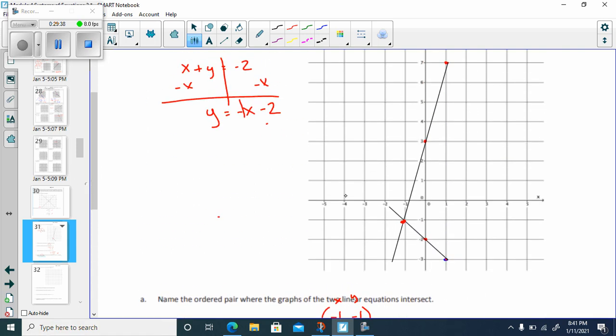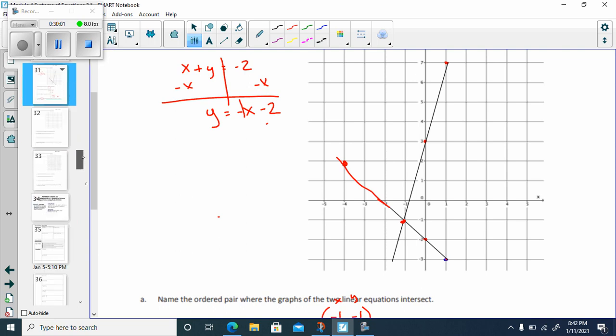Okay. Could the point -4, 2 be a solution for the system of equations? Let's look and see. -4, 2 would be right there. If I extended this line out, it's going to go through that point, isn't it? But this point is not on this line, so it's not a solution for the system. It is a solution for this one equation, but not for the system of equations. Okay?